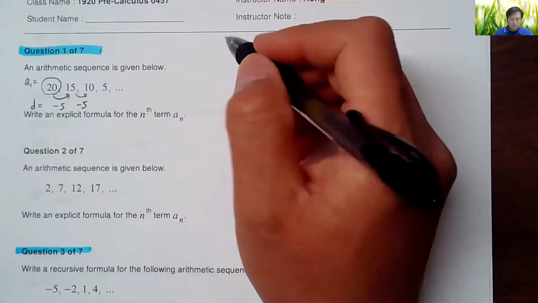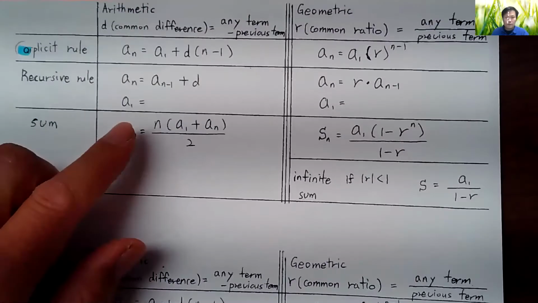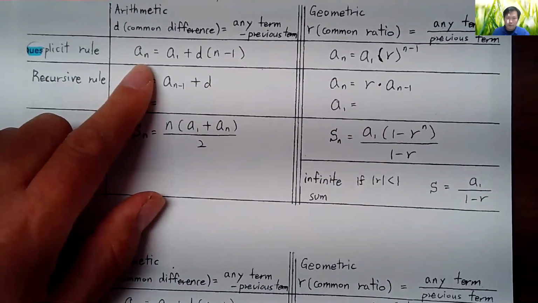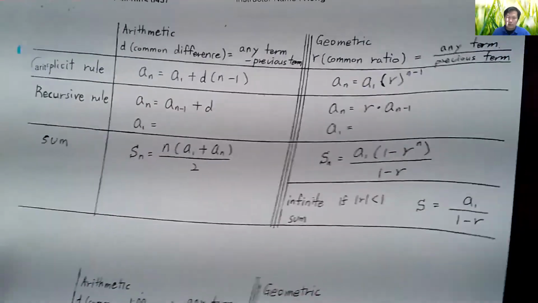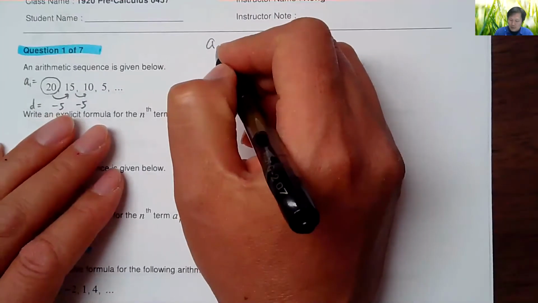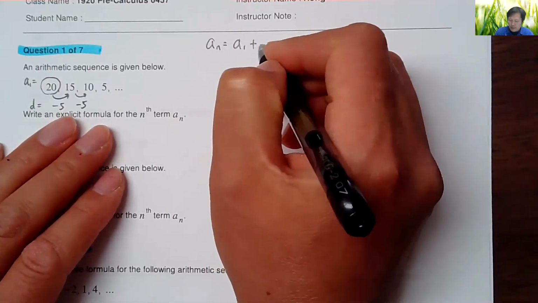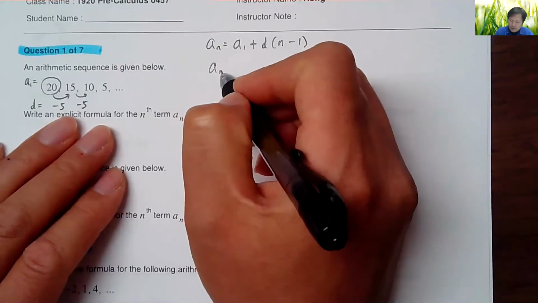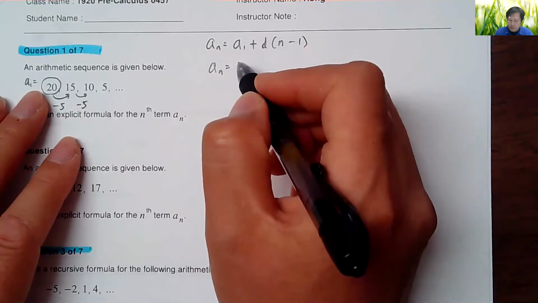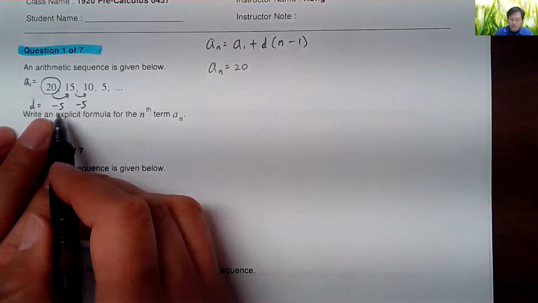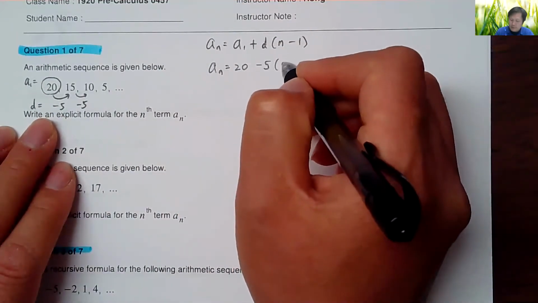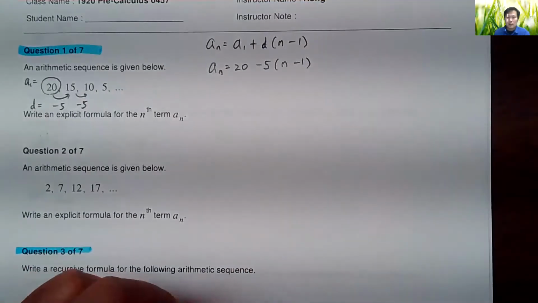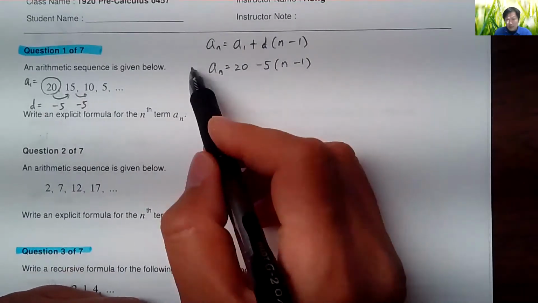So the formula for the explicit rule of an arithmetic sequence is right here. A sub n equals a sub 1 plus d times parenthesis n minus 1. A sub n equals the first term, which is 20, plus the difference, minus 5, times parenthesis n minus 1. You can leave it as it is.